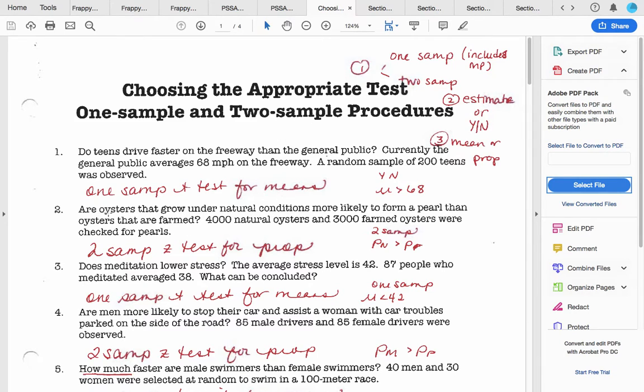On number 2, it says, are oysters that grow under natural conditions more likely to form a pearl than oysters that are farmed? They have 4,000 natural oysters and 3,000 farmed oysters. So there are 2 samples. I want to know if the natural ones are going to have a higher proportion of pearls than the farmed ones, so I'm looking at proportions. There are 2 of them, so it's a 2 sample, and this is a test. I just want to know, are they more likely or not? So yes or no. So 2 samples, test for proportions.